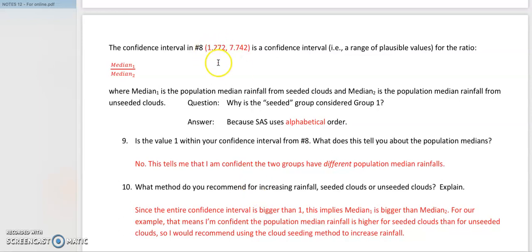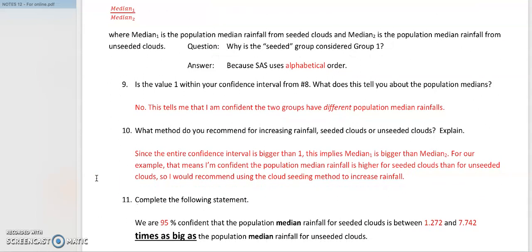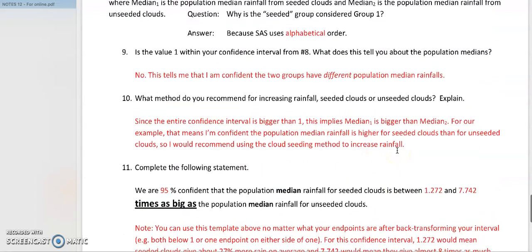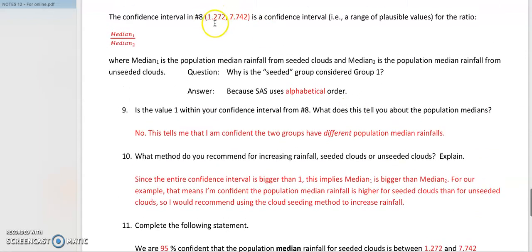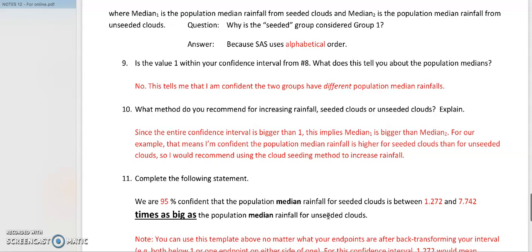So we need to actually interpret this interval similar to how we've interpreted intervals in the past. To do that, we can complete the following sort of statement. We can say that we are 95% confident that the population median rainfall for seeded clouds, that's our group 1, is between, and we're just going to plug in the two endpoints of our interval, 1.272 and 7.742, times as big as the population median rainfall for unseeded clouds.